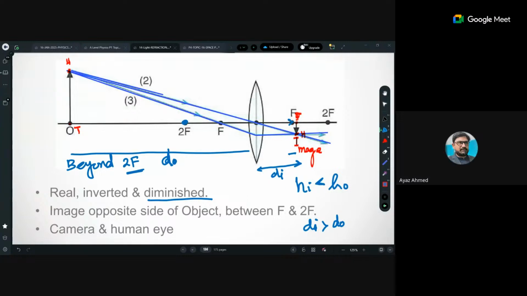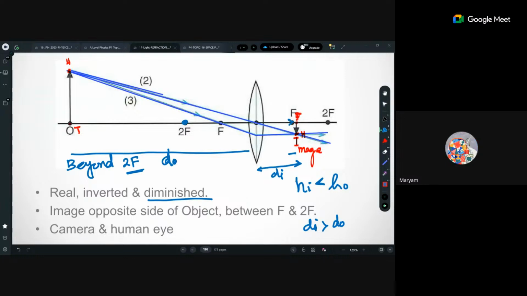I have just written these shortcuts: object distance and image distance, and object height and image height. That's it. Is it clear to all? Any question? I am here to answer questions, otherwise the things would not be clear to you. Is there anything which is to be cleared?